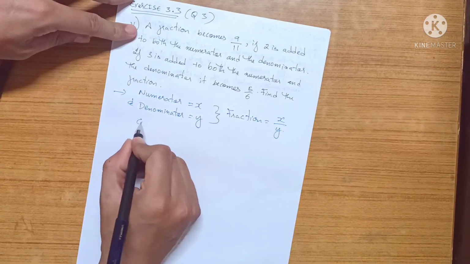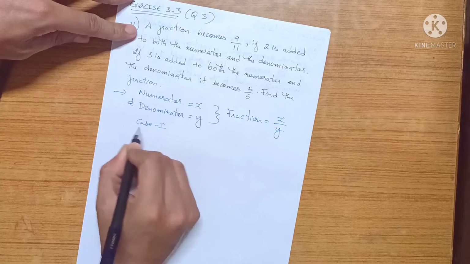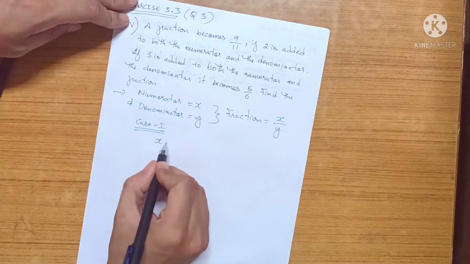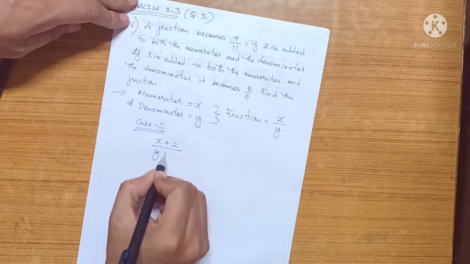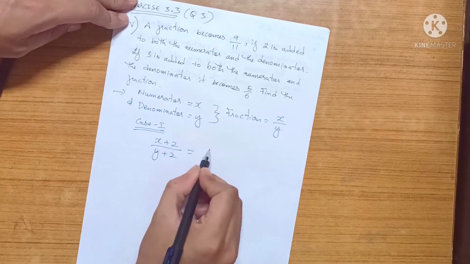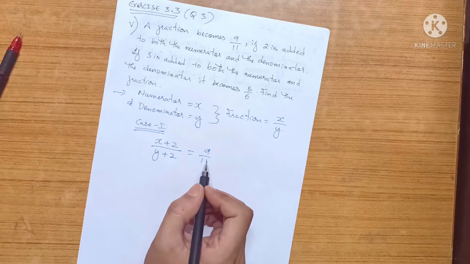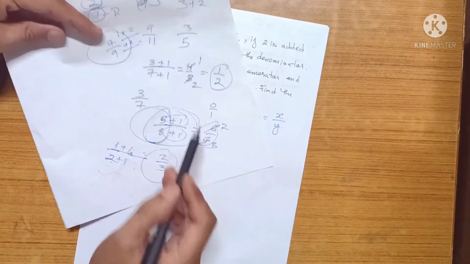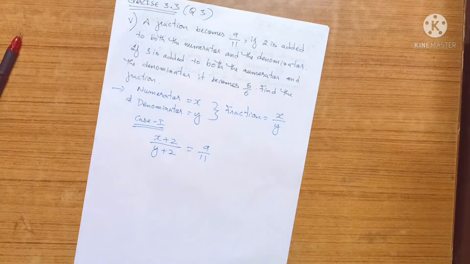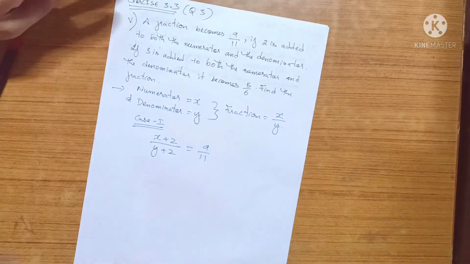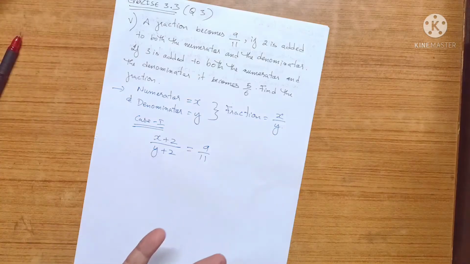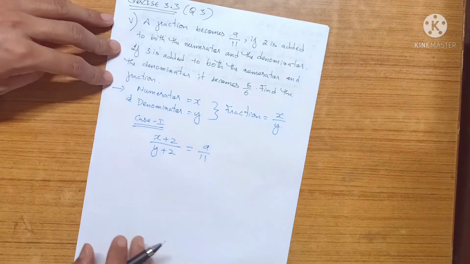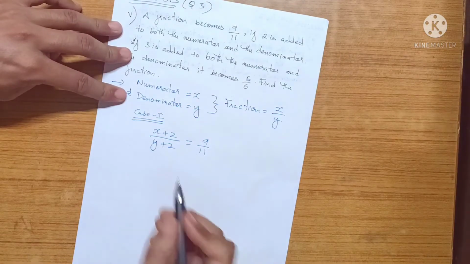So according to the question, case 1: if 2 is added to both the numerator and the denominator, the new fraction becomes 9 by 11. This is exactly what I want. Something is added to the numerator and denominator, and it's becoming something else, 9 by 11. 9 by 11 is in simplest form, so who knows, it might be 7 by 9 also, it might be something else after cutting. We don't know, so we have to figure that out.